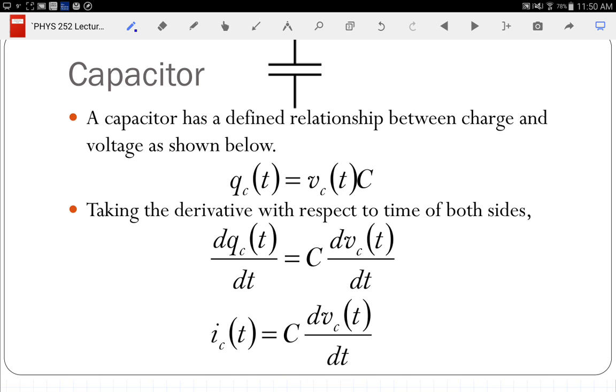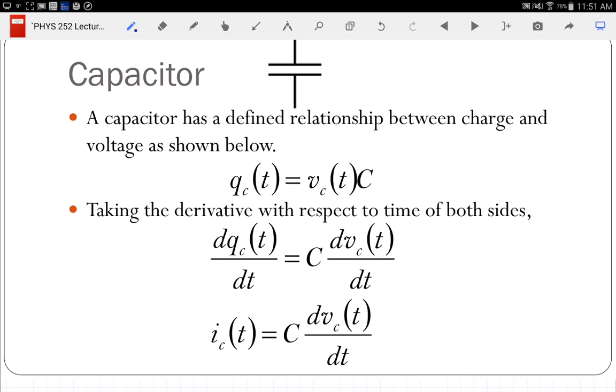But if we take this equation and take the derivative of both sides with respect to time, the left side is dQ/dt. But dQ/dt is defined as current. So for a capacitor, the current at any time is equal to the capacitance multiplied by the derivative of the voltage with respect to time. So what does this mean? This means that the current is proportional to the rate of change of the voltage. It actually makes great sense.